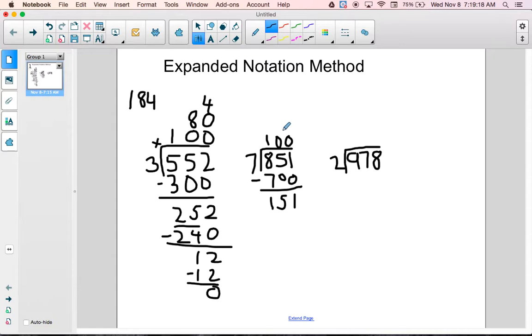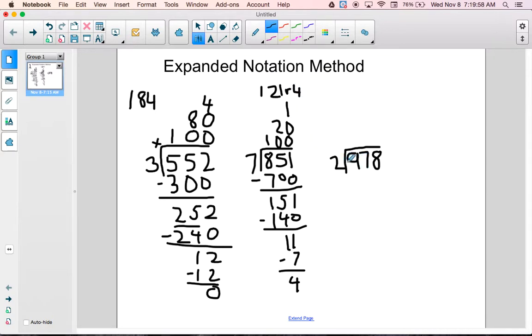I'm going to ask myself how many tens. Well, 7 will go into 15 twice, so it's 20 times. 20 times 7 is 140. Subtract. 7 will go into 11 one time. Subtract. For a remainder of 4. So putting all these together, 121 remainder 4.